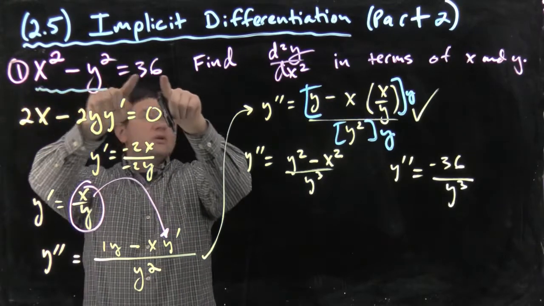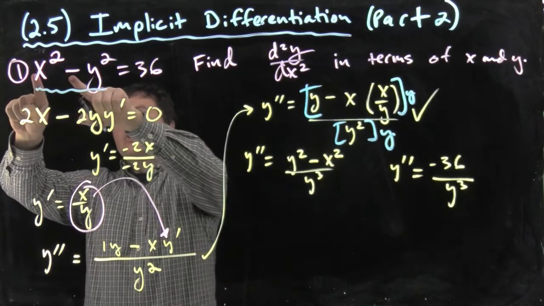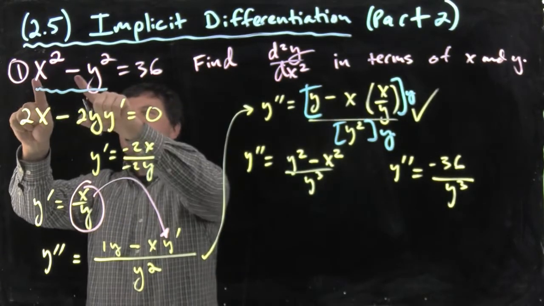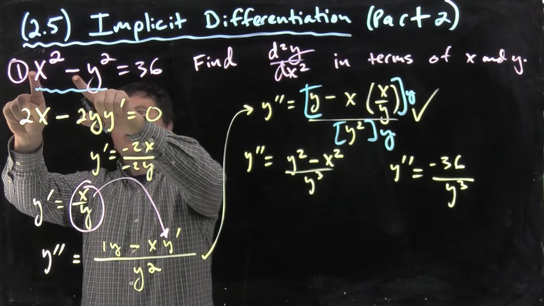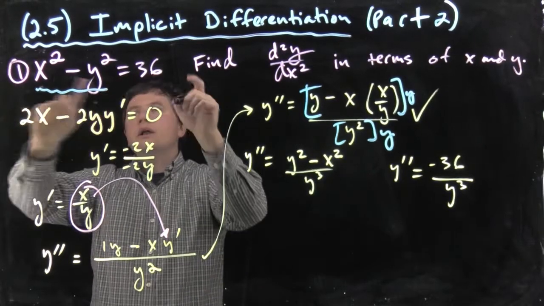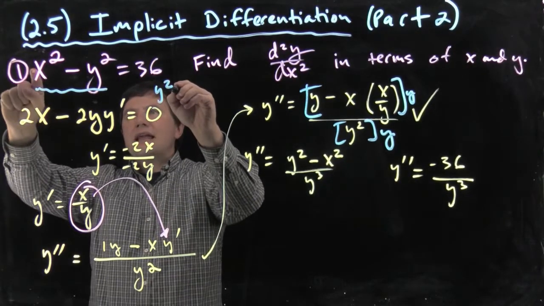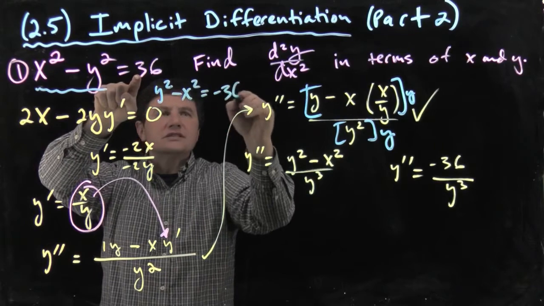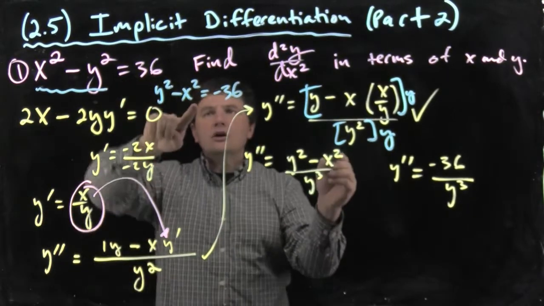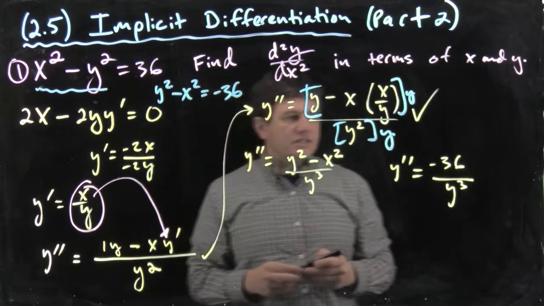X squared minus y squared is equal to 36. We have y squared minus x squared. Now what I can do here is flip this by negating both sides. If I multiply the left by negative 1 and the right by negative 1, I get a positive y squared and then a negative x squared, so that'll be minus x squared, and that's actually equal to negative 36. So what they're doing here is replacing the y squared minus the x squared with negative 36.